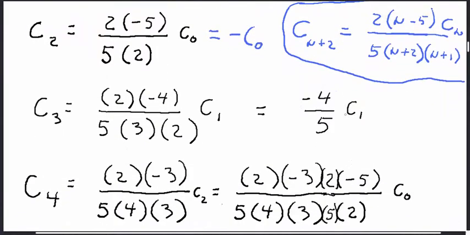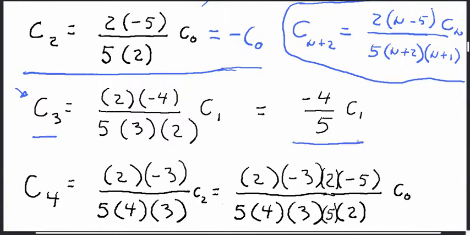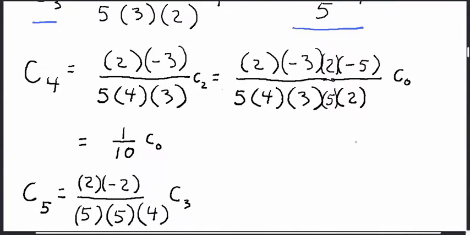So this first expression is just saying, well, let's see, if I know one of my constants, c0, then minus c0 is equal to c2. Now I do the same calculation here for c3, and notice I see that c3 is equal to a minus 4/5 times c1. Moving on to the next one. At this point, I'm just trying to look for a nice pattern. Okay. Then we see that c4 turns out to be 1/10 times c0.